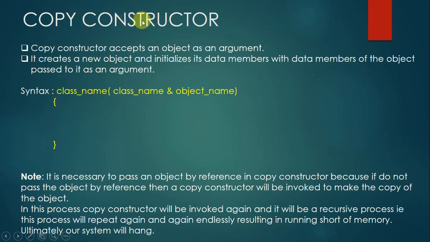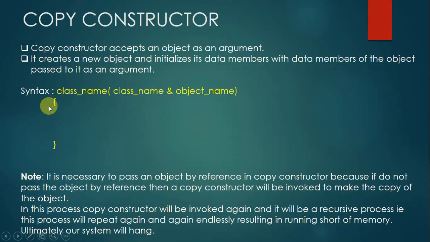Now let us talk about the copy constructor. A copy constructor accepts an object as an argument. Now we can again revise. The default constructor takes no argument. The parameterized constructor takes arguments in which we are passing values to the data members of the object, and the copy constructor accepts an object as an argument. So we create a new object and initialize its data members with the data members of the object passed to it as an argument. So in this, while creating an object, we are passing an object as an argument so that the data members of an already existing object will be copied to the data members of the new object.